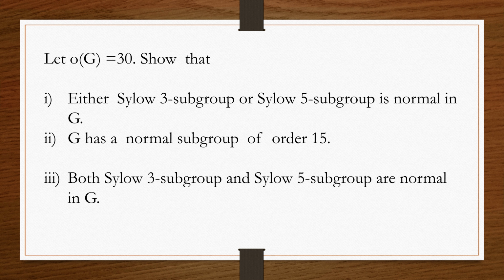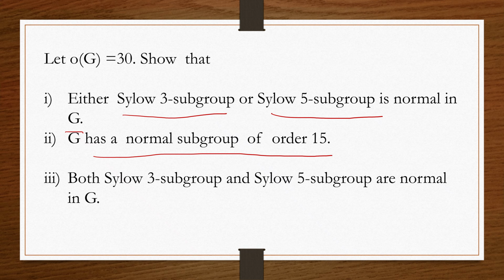Everyone. Today we will solve a problem related to Sylow subgroups. Let the order of group G be 30. First, show that either the Sylow 3 subgroup or the Sylow 5 subgroup is normal in G. Second part is we have to show that G has a normal subgroup of order 15. And third part is we have to show that both the Sylow 3 subgroup and the Sylow 5 subgroup are normal in G.